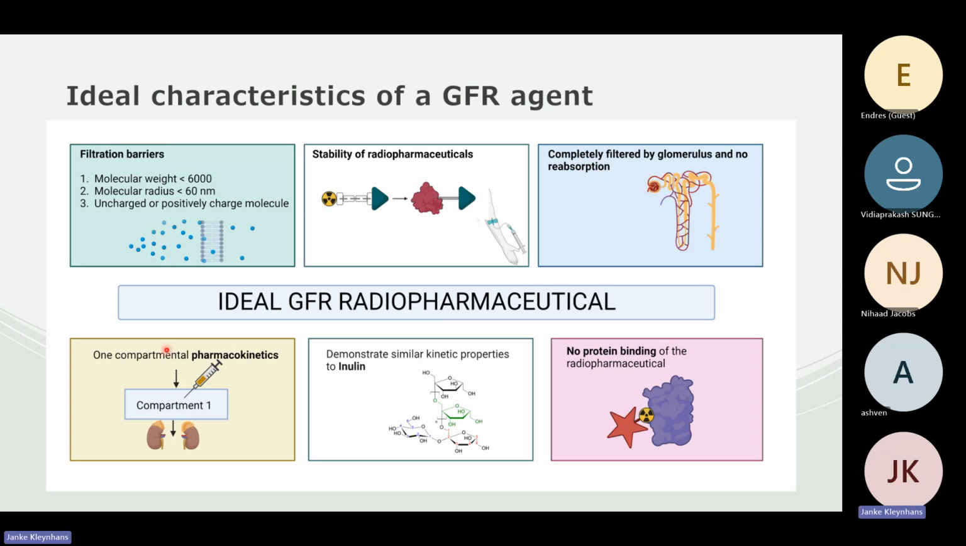We want one compartmental pharmacokinetics. So what you put into the central compartment should be excreted directly out of the kidneys and not distribute any other place in the body. It should have similar kinetic properties to inulin, because this is the gold standard that is used or was used in the past for GFR function. So just to be able to compare with that, it should be equal to inulin.